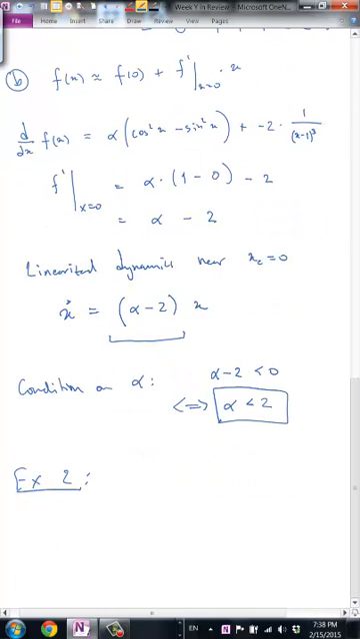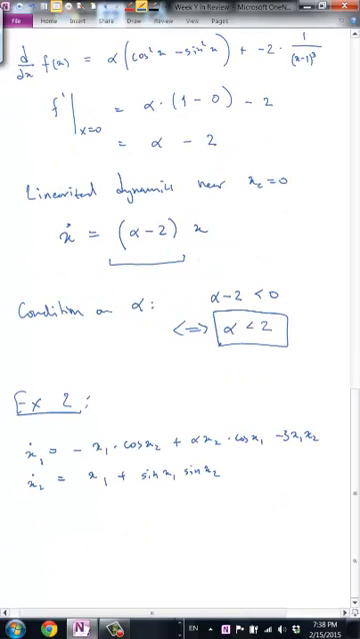A vector valued example. Let's suppose that I have x1 dot is equal to negative x1 times cosine x2 plus alpha x2 times cosine x1 minus 3 x1 x2, and x2 dot is equal to x1 plus sine x1 times sine x2. Again, another very nonlinear function. And same two questions. Let's show that (0, 0) is an equilibrium point. That's easy because if we just plug in, we see that it's equal to 0.